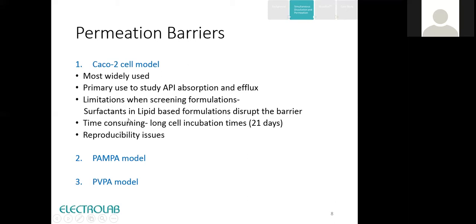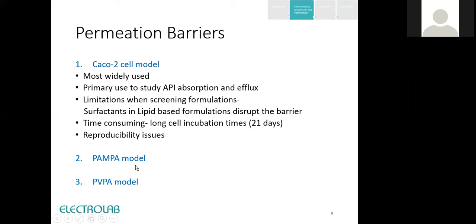First, the surfactants, if present in the case of lipid-based formulations, disrupt the Caco-2 cell barrier and the results can be compromised. Next, it is a time-consuming assay. To grow the cells alone takes 21 days, and also the reproducibility from lab to lab is a concern when using this Caco-2 cell model.